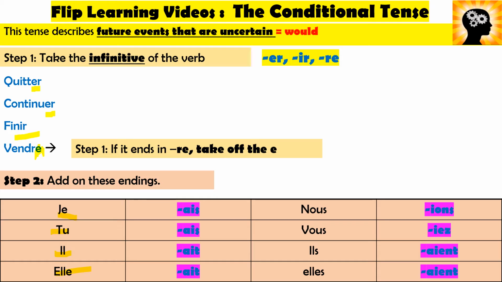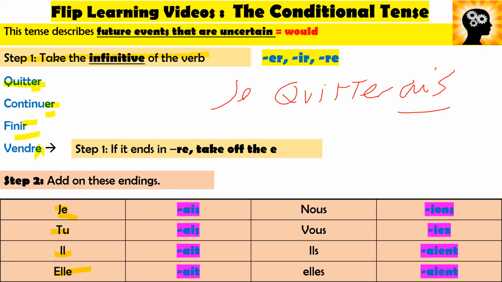So let me give you an example. First step, I take the infinitive. I don't cut off the -er, -ir, -re. I keep it on. So if I wanted to say I would leave, I'd say je, and then I take the infinitive, quitter, and then I put the ending on the end, -ais. So put it all together, I would leave would be je quitterais. And that -ais ending means I would leave. I would continue, the same thing, je continuerais. I would finish, je finirais. Take the infinitive and whack the ending on the end.